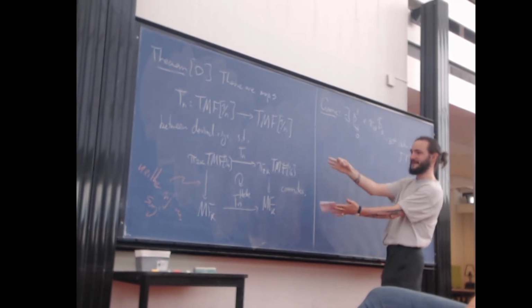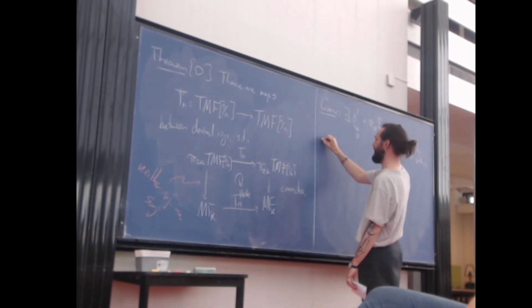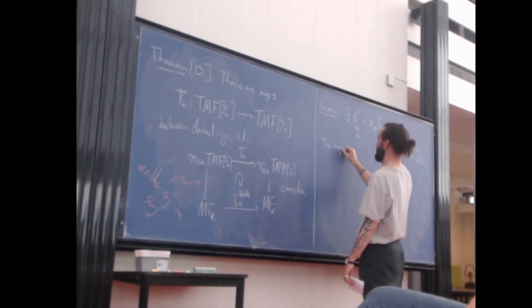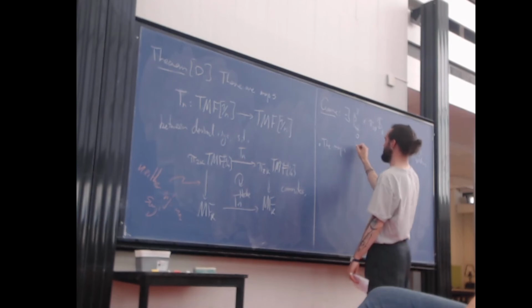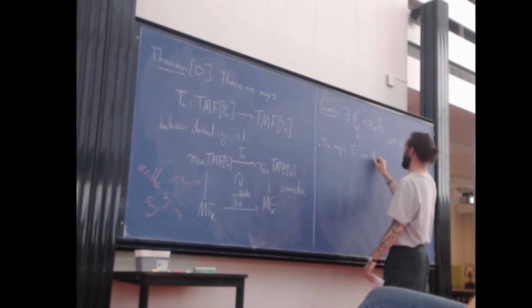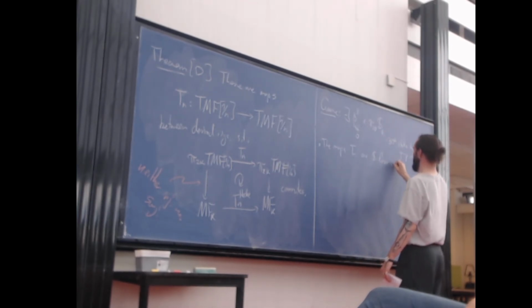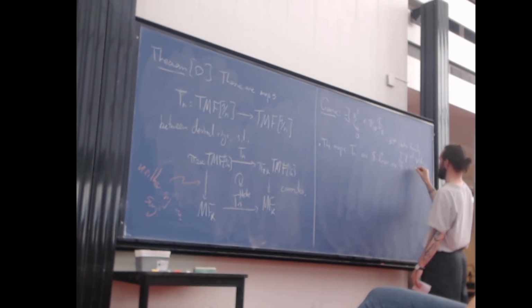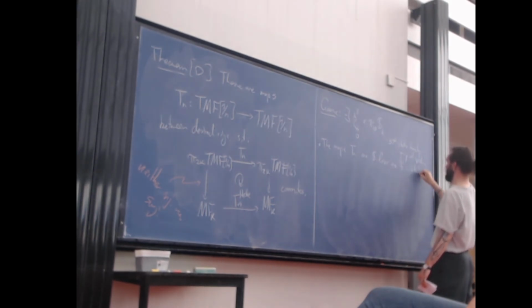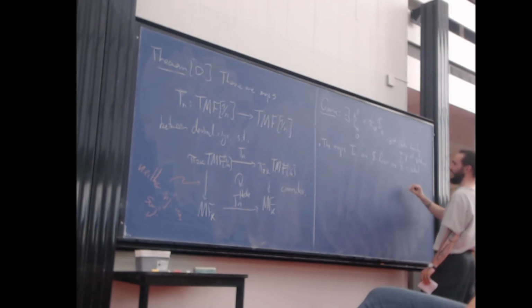Why is this interesting? Why does that have anything to do with this? Well, it's because of the following two facts. These maps Tn are S-linear, as S is the initial derived ring.